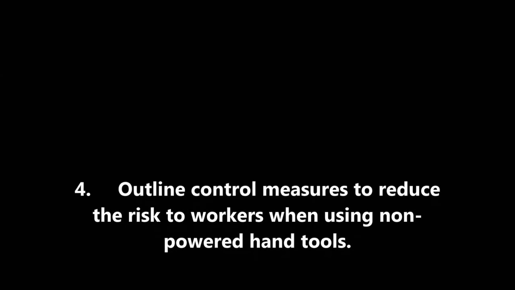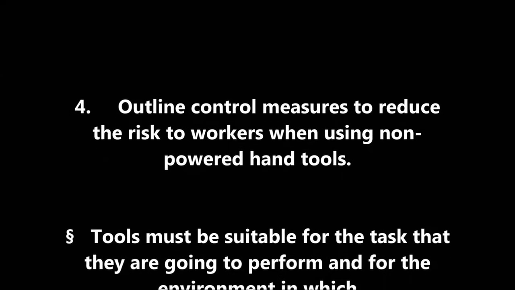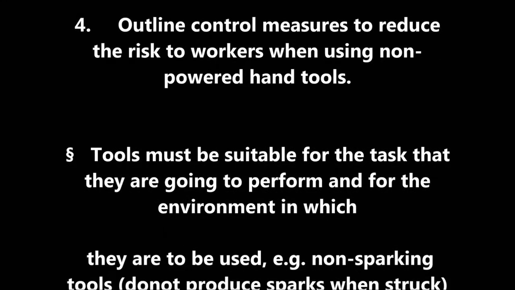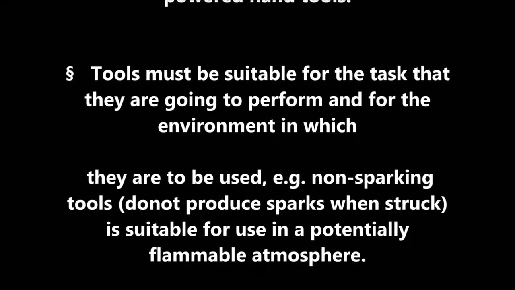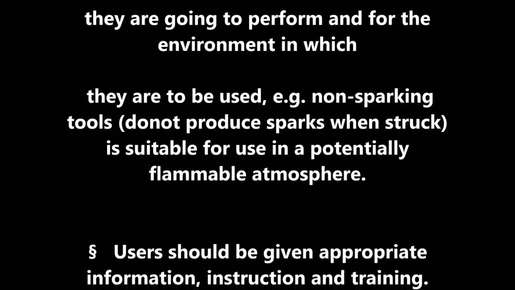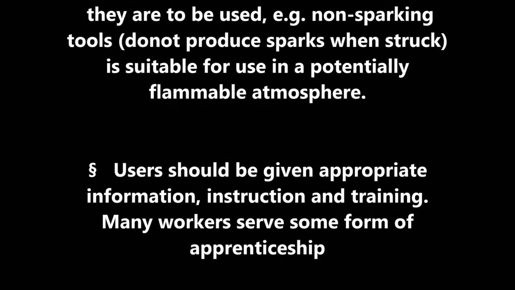4. Outline control measures to reduce the risk to workers when using non-powered hand tools. Tools must be suitable for the task that they are going to perform and for the environment in which they are to be used. Non-sparking tools, which do not produce sparks when struck, are suitable for use in a potentially flammable atmosphere. Users should be given appropriate information, instruction and training.